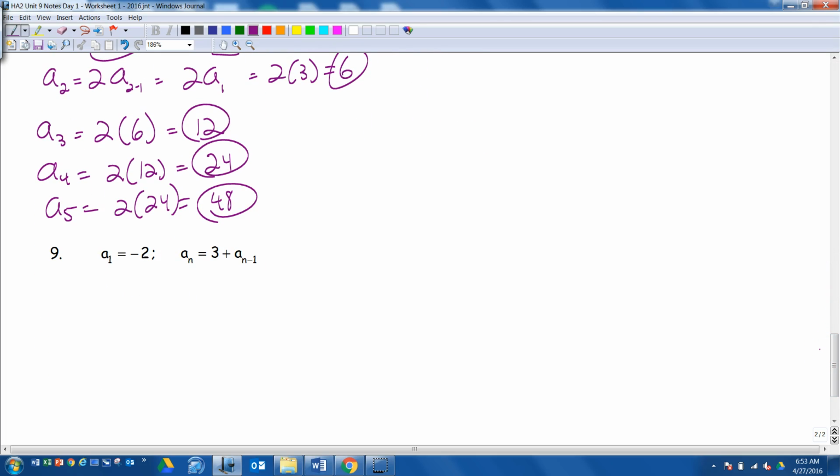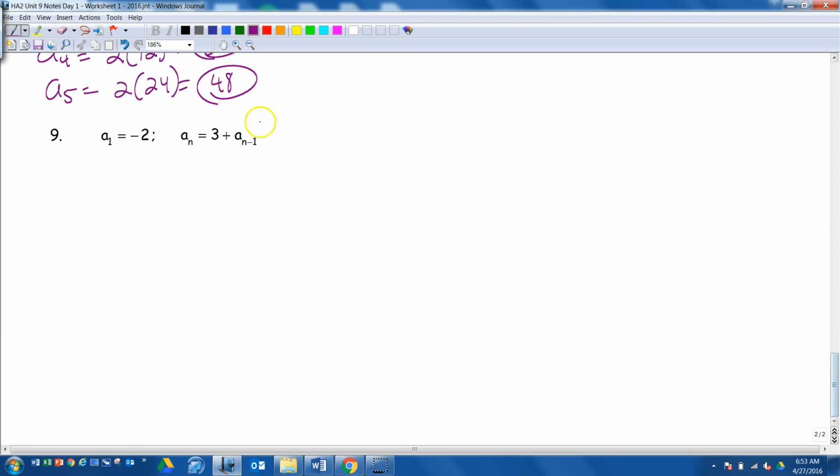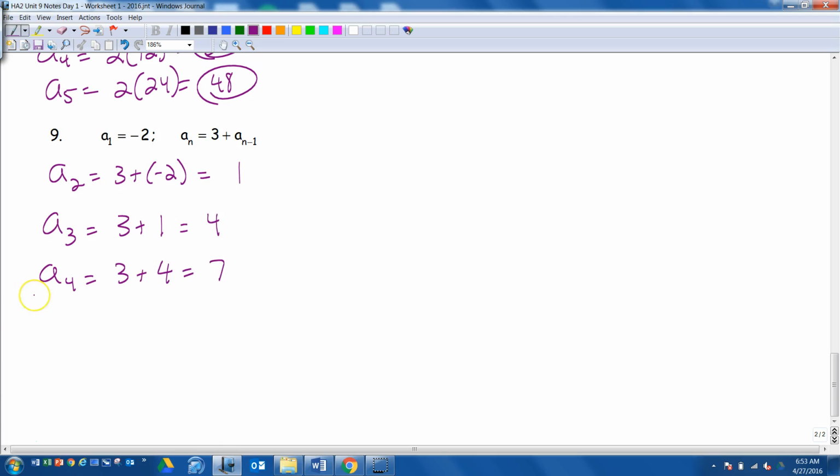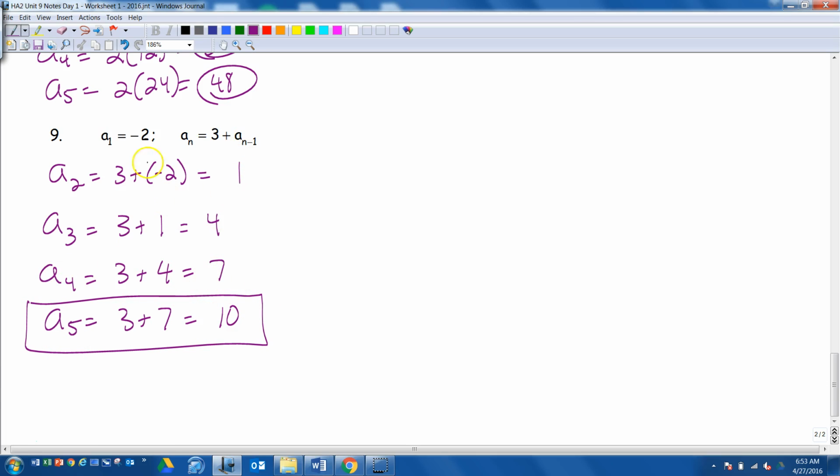Whenever I ask you to write a recursive, you need to tell me what the starting point is. So this one is saying that you're starting at -2 and that we're doing 3 plus the previous. So a sub 2 is equal to 3 plus -2, which is 1. A sub 3 is equal to 3 plus the previous term, which is 4. A sub 4 is equal to 3 plus the previous term, which is 7. So you can see that this is just going up by 3's. A sub 5 is equal to 3 plus the previous term, which is 10. Okay, so those are the previous terms, and those are all of them.